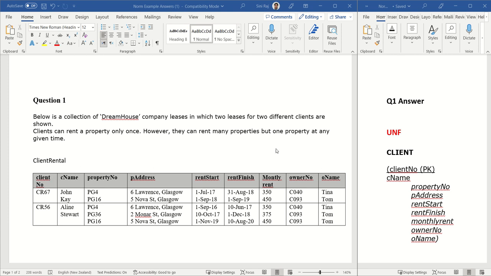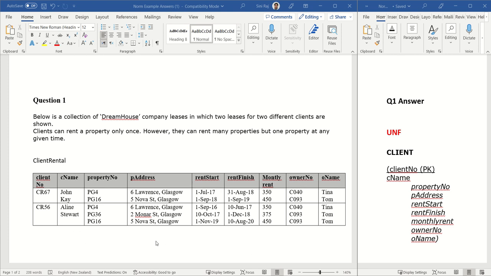In this exercise you are given a client rental. A client rents a property only once, and there are certain business rules given here, and only one table is given. You are given client number and client name. Client name is John K, and he has two different properties, PG4 and PG16. Just imagine that you have a building and you have two different flats in that building. So there are two different addresses, two different dates for starting and ending, and two different monthly rents. Like that, the details are given to you. So what's the first step?